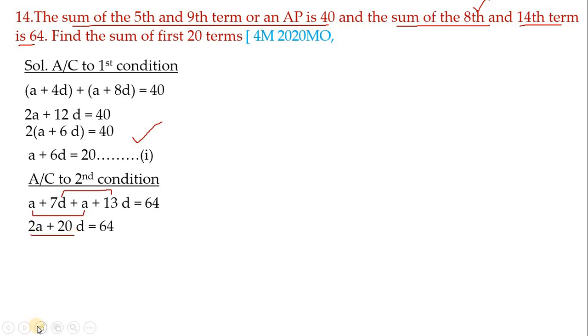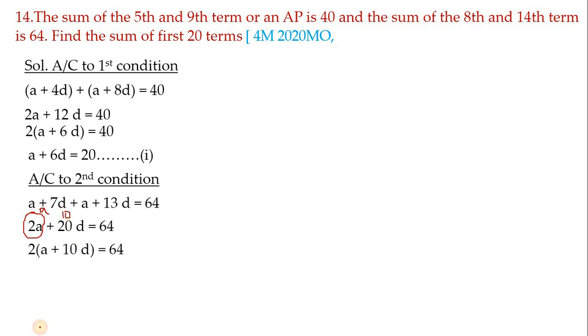Again here we can take 2 as a common factor. If you take 2 outside, here I'll get only a, and how much is 20 divided by 2? 10d. So a plus 10d equals 64. Next, this 2 transferred to this side becomes the denominator. 2 ones are 2, 2 threes are 6, 2 twos are 4, I'll get 32. So a plus 10d equals 32. Call it equation 2.